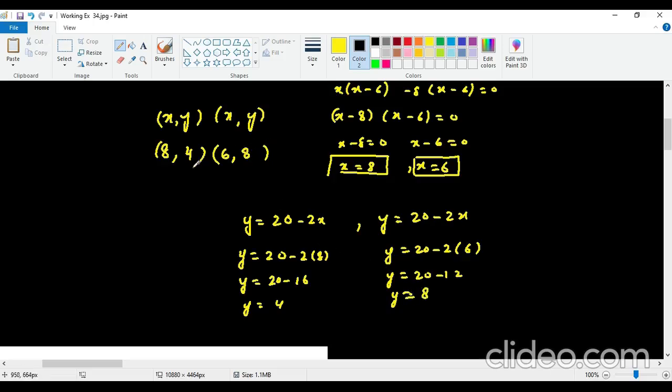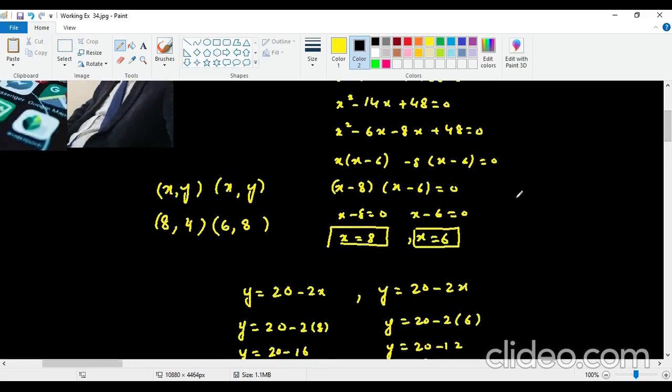So these are the two points where these two lines are going to be crossing each other. For example, if the quadratic equation is making this curve, then this is going to be (8, 4) and this is going to be (6, 8), something like this. Moving on to question number 2.